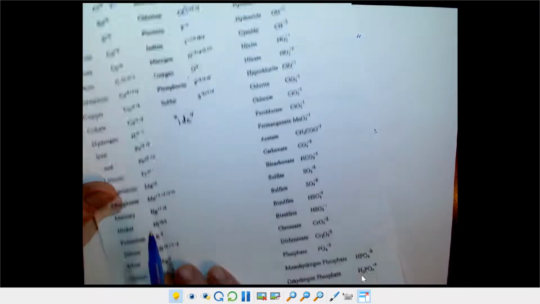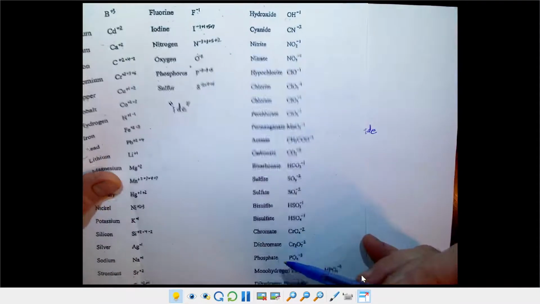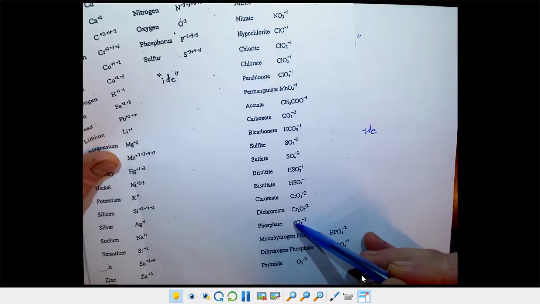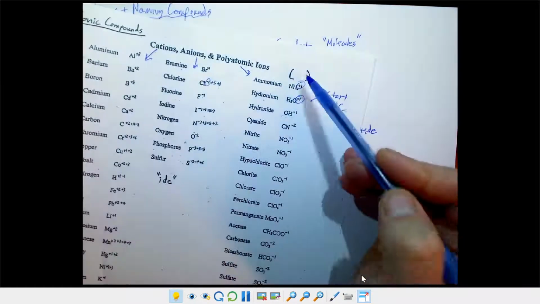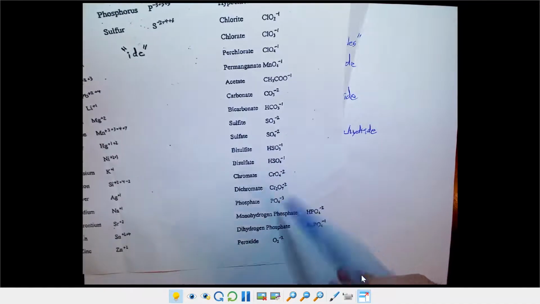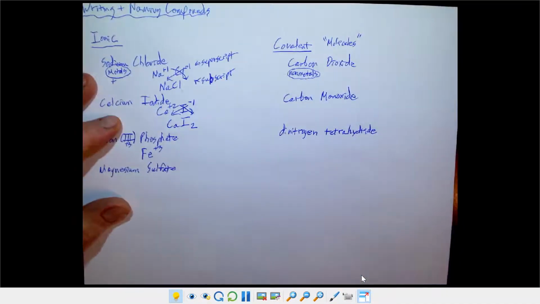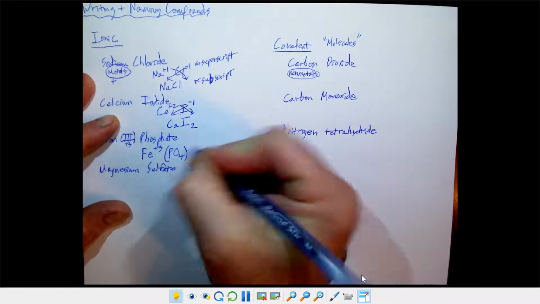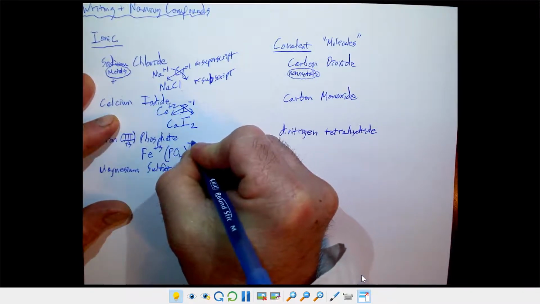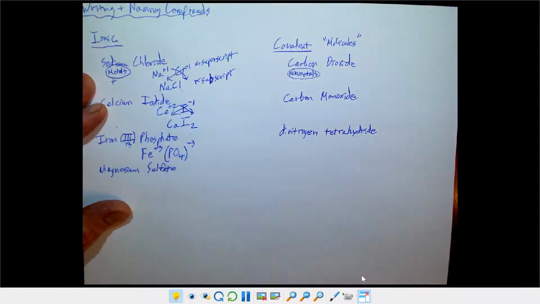Now, what about phosphate? That doesn't sound like an element. That sounds like something different. So it's probably over in the polyatomic ion section. And there it is. It's PO4 with a -3. But notice at the top of the sheet, I wrote a set of parentheses. We're going to include that when we go to write this down. I'll show you how to do that. This will be PO4. You wrap it in parentheses, and then you put the -3 on the outside like that.